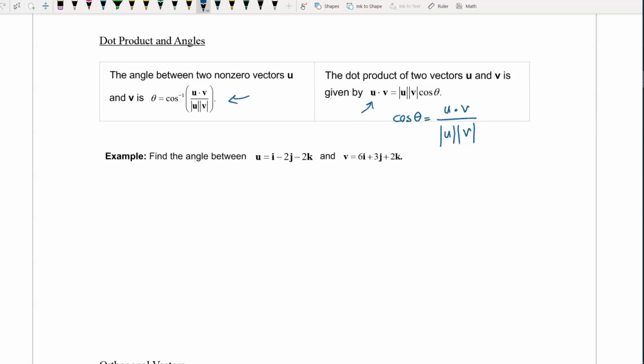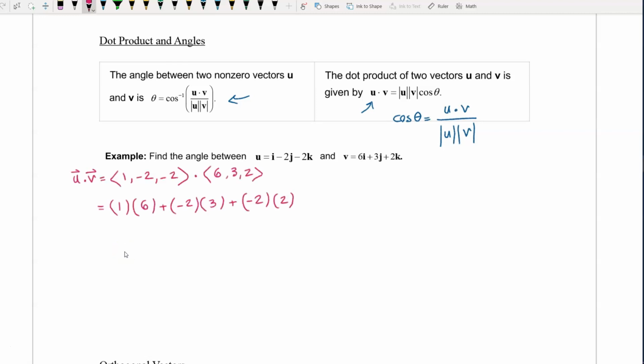Now in this example, find the angle between these two vectors. u is equal to i minus 2j minus 2k, and v is equal to 6i plus 3j plus 2k. First, I'm going to find the dot product of these two vectors, u and v. So this is equal to 1 times 6 plus -2 times 3 plus -2 times 2, and this is equal to -4.